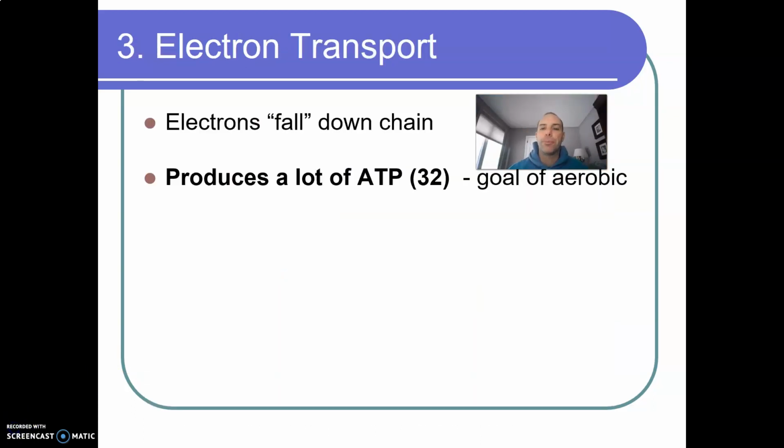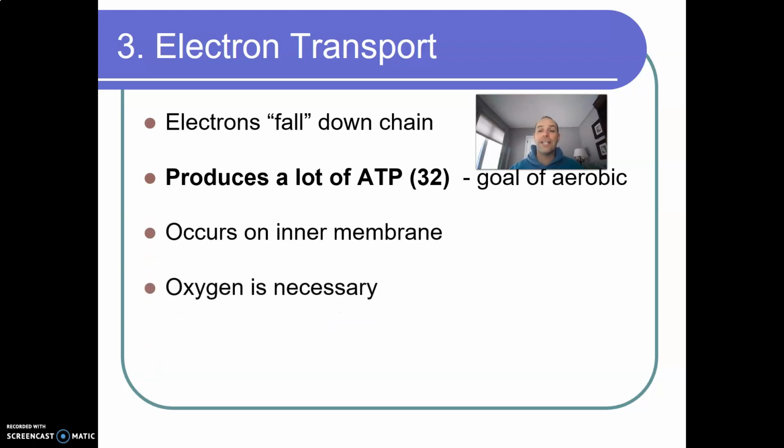Okay, now to the electron transport chain. Electrons fall down the chain, and the goal of this step is to create maximum amount of energy. It produces a lot of energy, meaning 32 ATP. It's the whole goal. We're trying to make energy here. It occurs on the inner membrane of the mitochondria. Oxygen is necessary, hence aerobic respiration. Water is a waste product, so water is given off during this time.